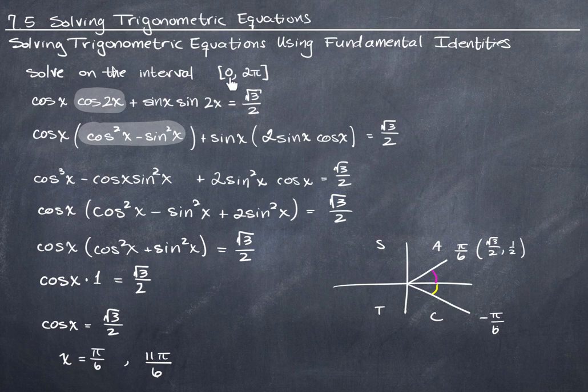And in this case, because I'm only looking for answers in the interval 0 to 2 pi, those are my answers. I don't need a plus 2 pi k here. Now, mostly because I'm curious, I'm going to redo this problem with a different identity for the cosine of 2x.